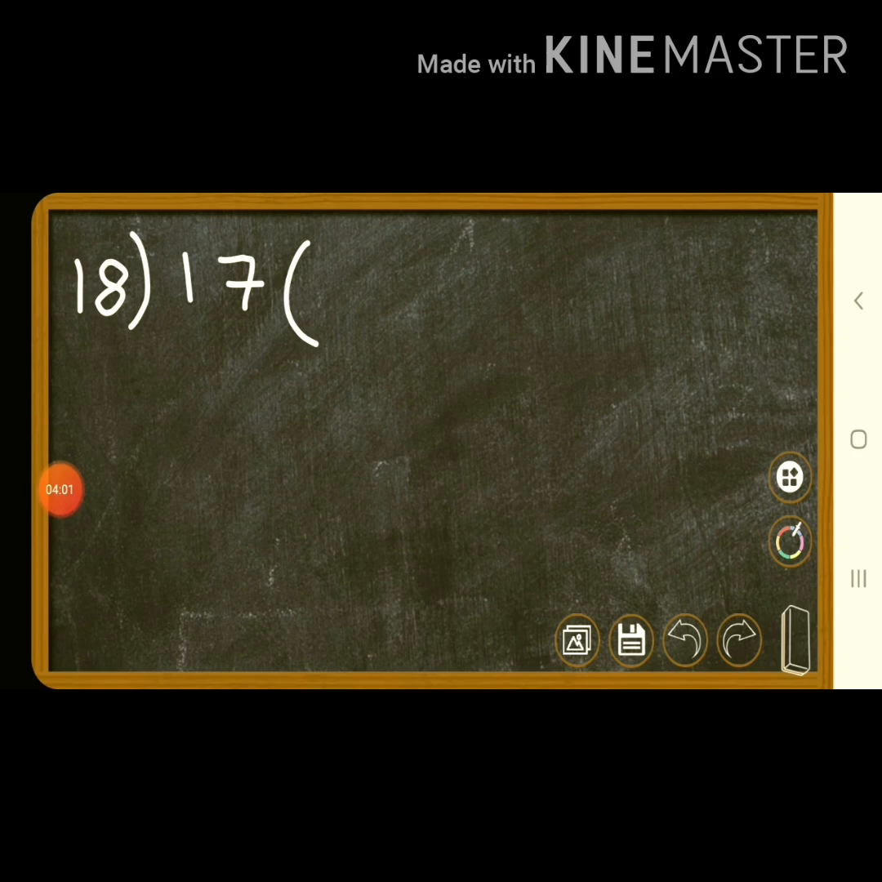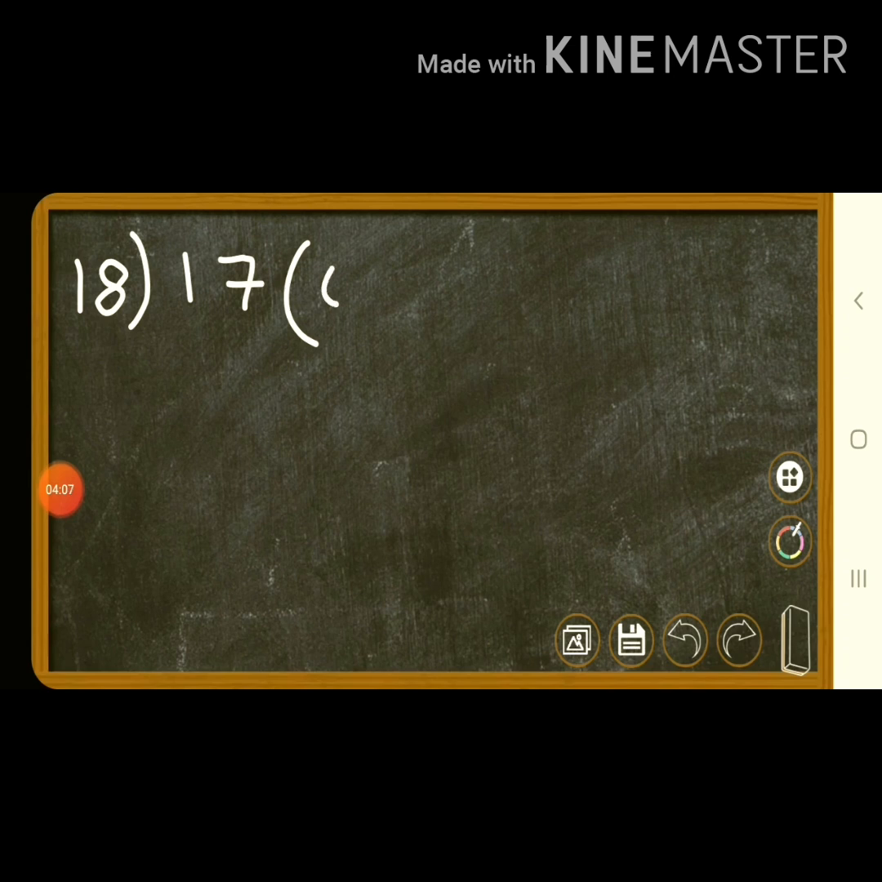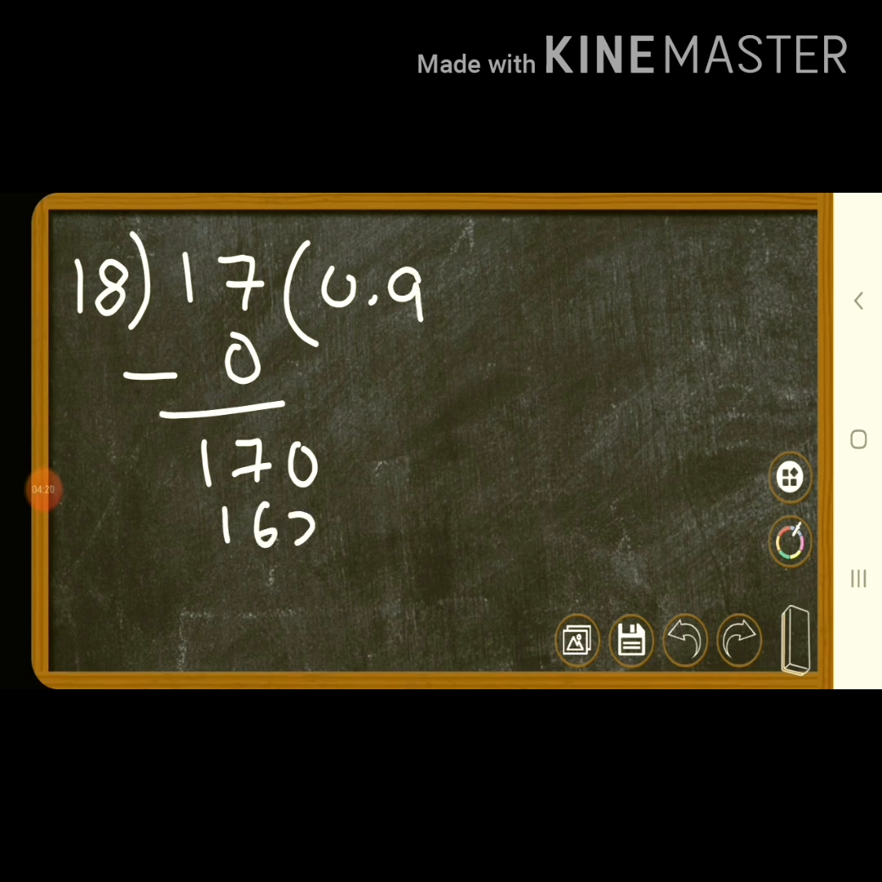Let's see the second bit, 17 by 18. We need to divide 17 by 18. 18 zeros are 0. Remainder is 17. Keep the decimal point. Add a 0. 18 nines are 162. You can check in the rough work. 18 nines are, 9 eights are 72, 9 ones are 9 plus 7 is 16. Remainder is 8.